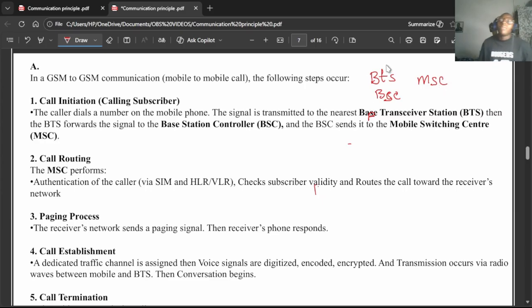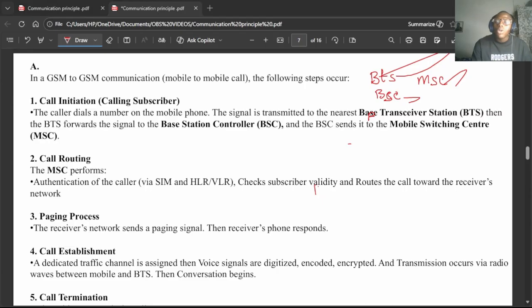Note these things. Sometimes they would bring up BTS, MSC, and BSC, and they ask you the meaning of these words. When we are considering your BTS, you are talking about your base transceiver station. Your BSC is your base station controller. And the last one, your MSC, simply stands for your mobile switching center.